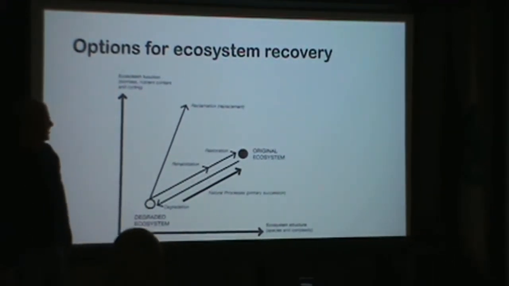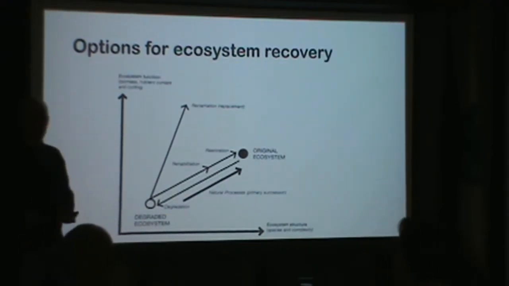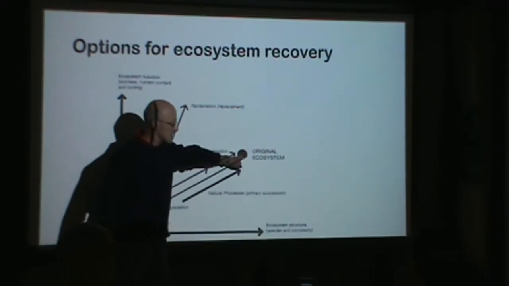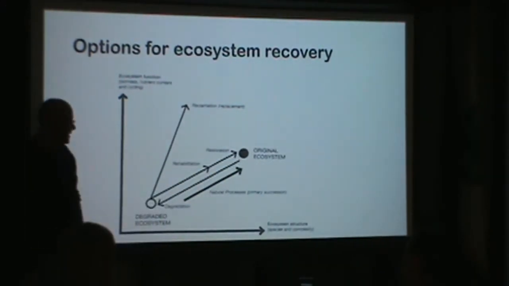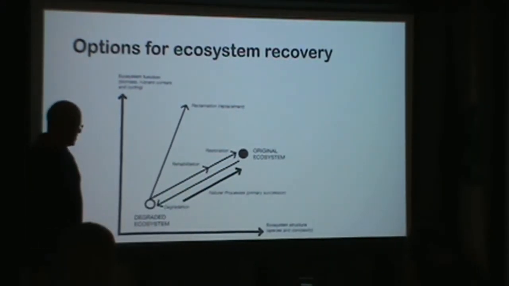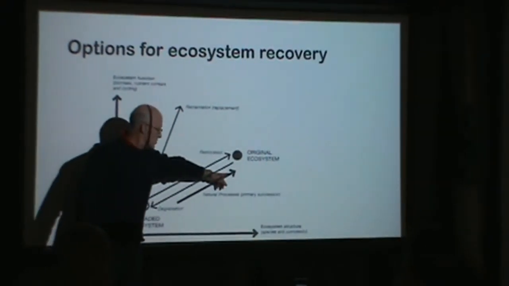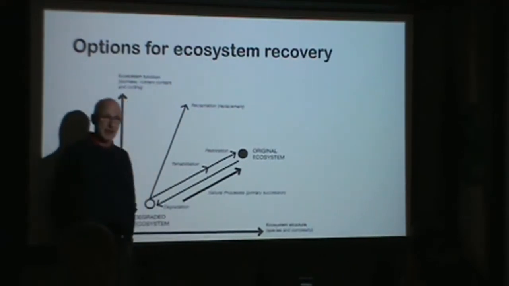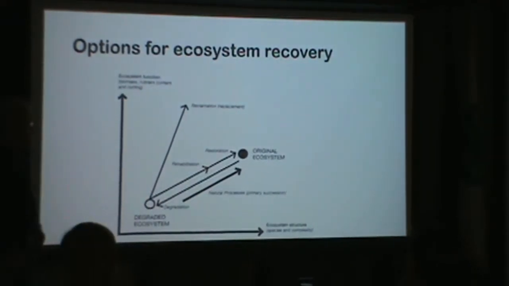Okay. So now, when there is an attempt to recover, an attempt to go back to the original state before degradation, then there are options. There is primary succession or ecological succession. This is the natural option. It takes a long time, sometimes never finished.